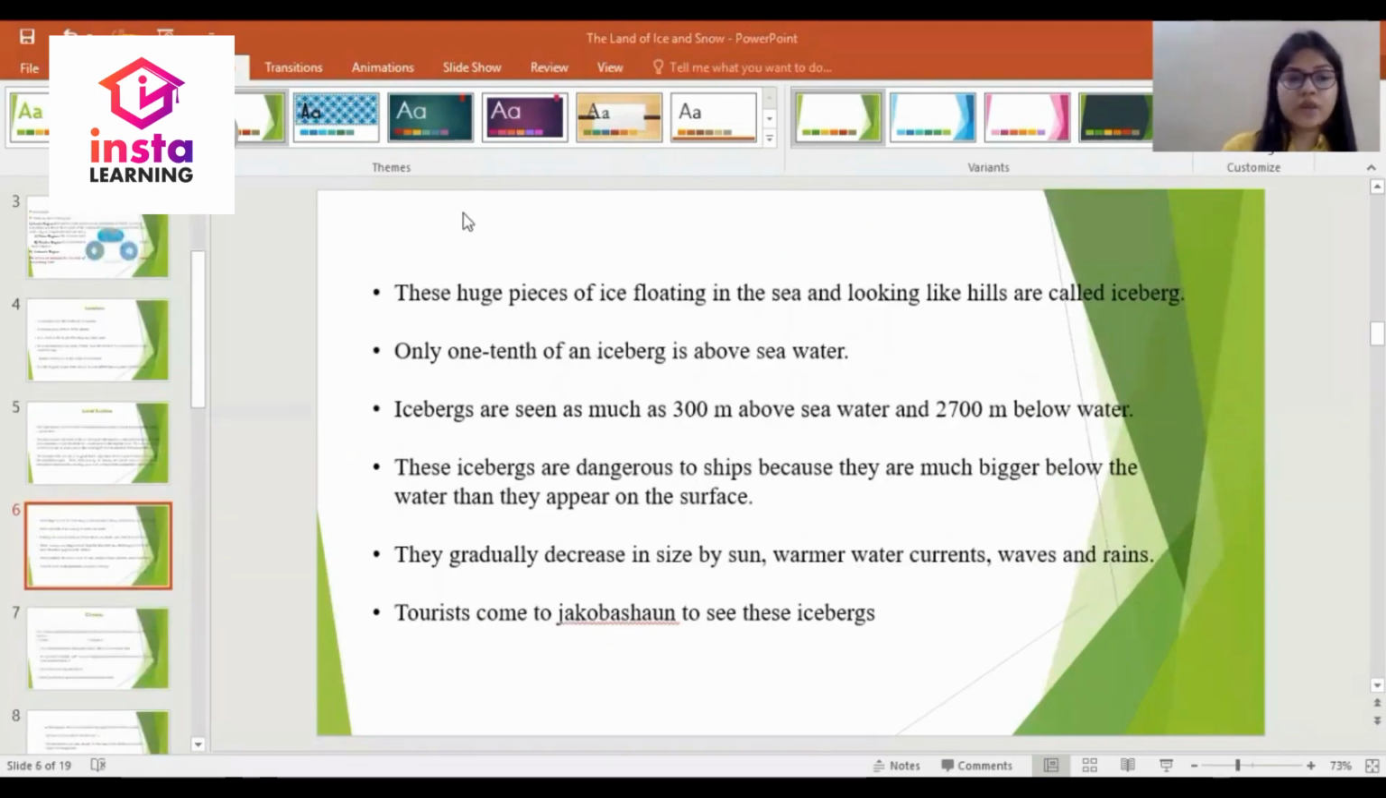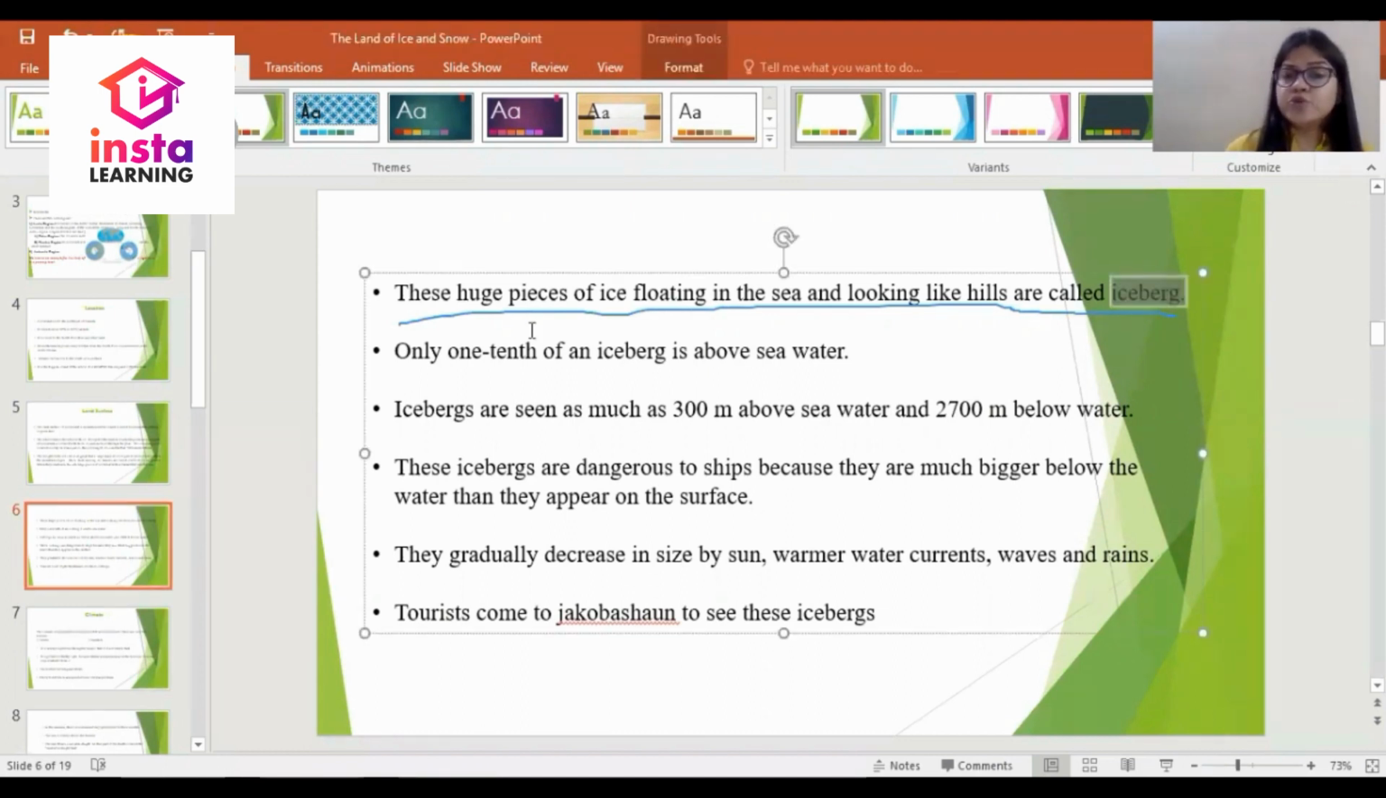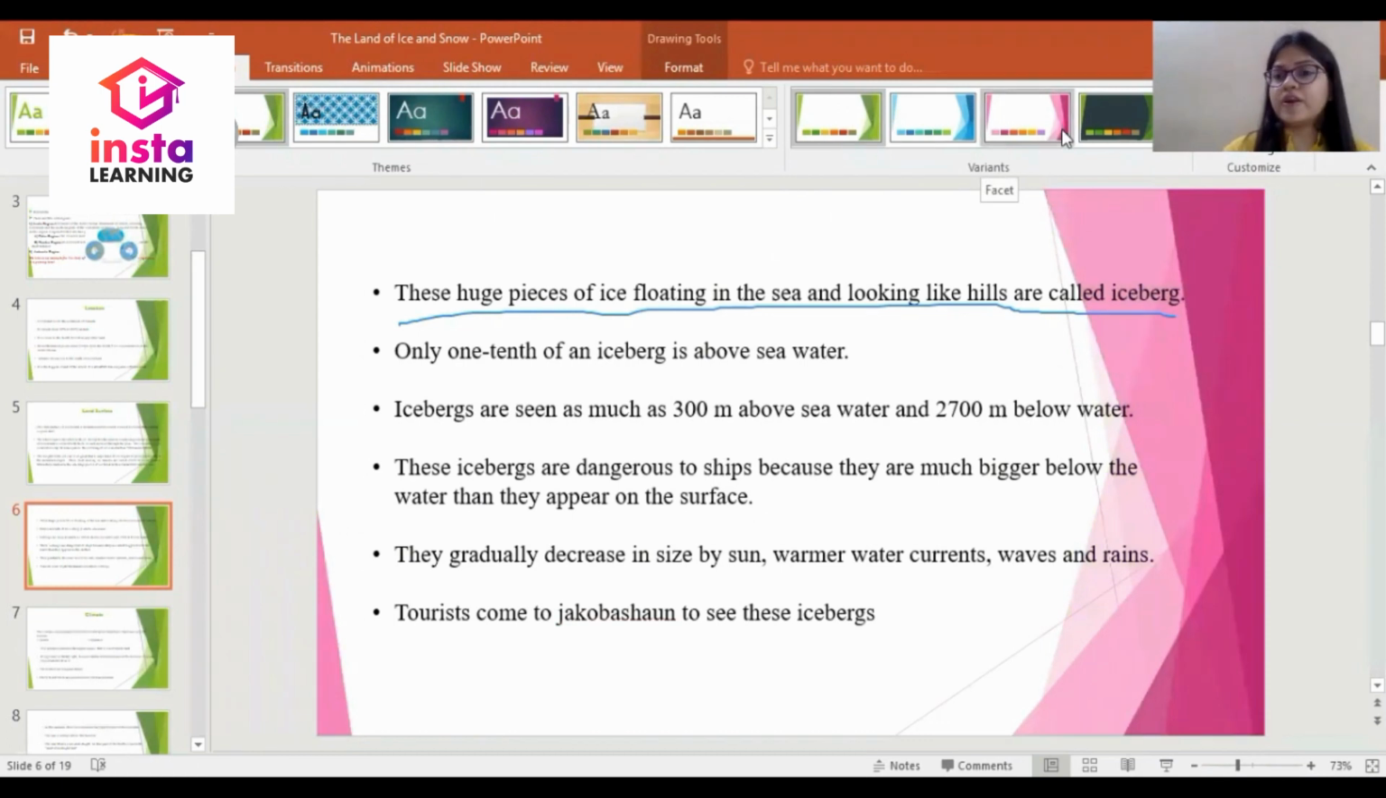These huge pieces of ice floating in the sea and looking like hills are called icebergs. So, dear student, it is very important that you know what an iceberg is. Huge pieces of ice floating in the sea and looking like hills are called icebergs.